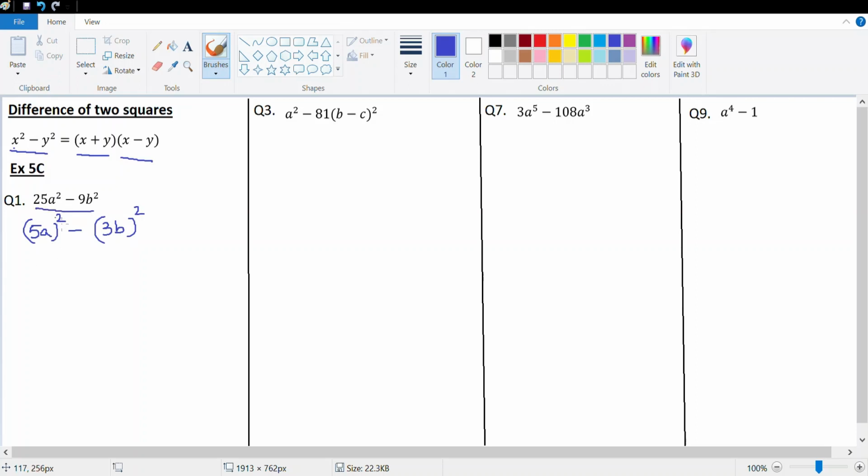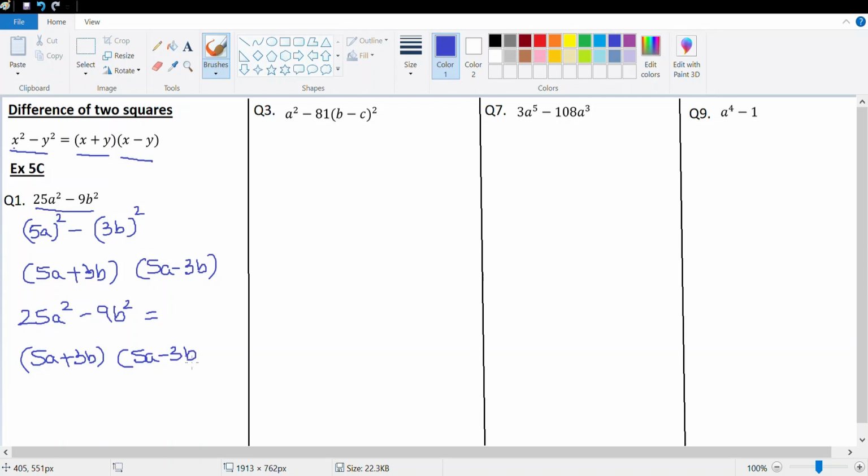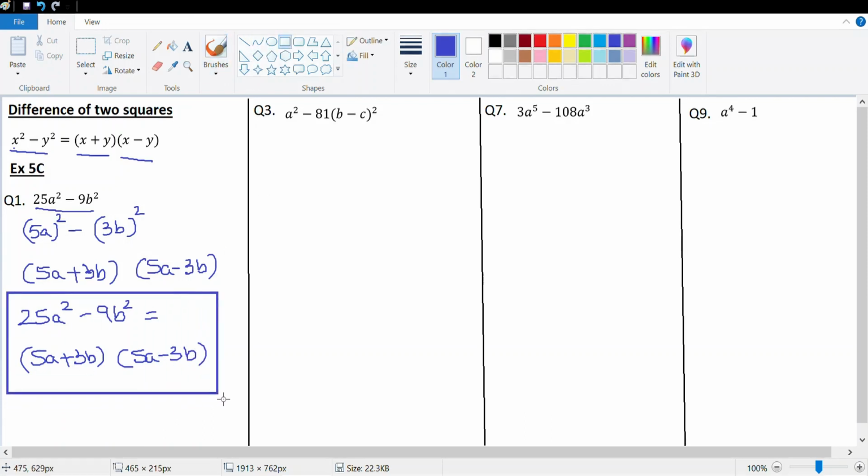Now this is in the form x square minus y square, which means this would be (5a plus 3b) multiplied with (5a minus 3b). And we'll write the final answer as 25a square minus 9b square is equal to (5a plus 3b) multiplied with (5a minus 3b). Like I've said, you should also always give your answer and always highlight the answer in this way. Good, let's move on to the next question.